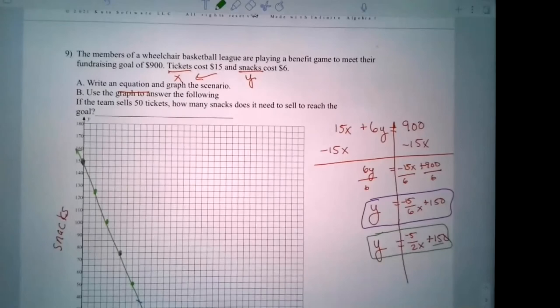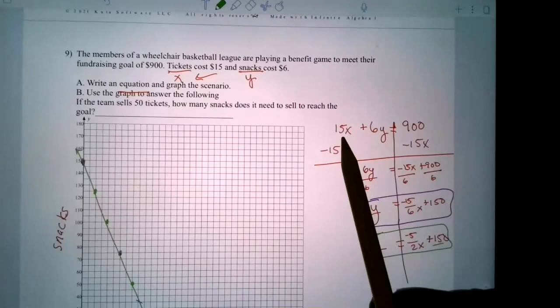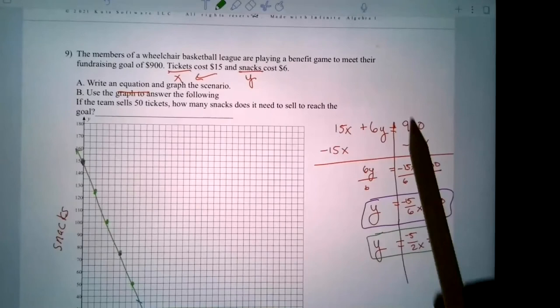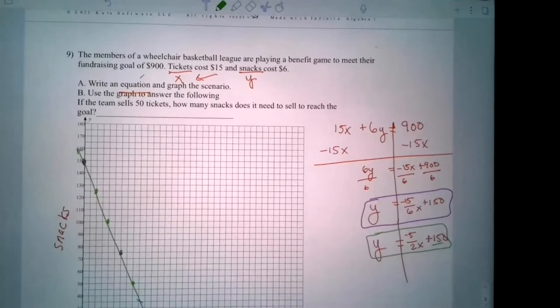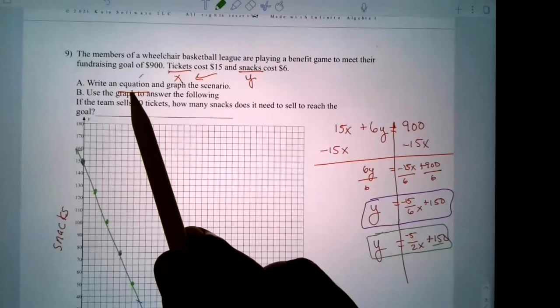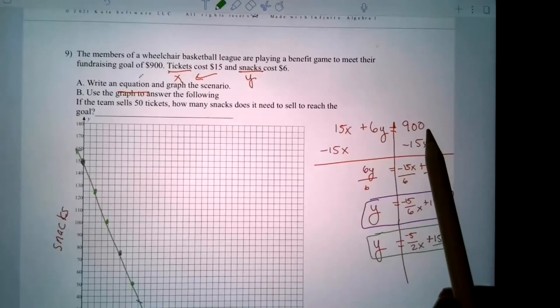Okay. And so my tickets cost $15, so 15X. I got this from there. My snacks cost $6. I got 6Y. That's where I got this from. And I wanted to make a total of $900. Right? So that was an equation. It tells us in the problem to write the equation. So our equation is 15X plus 6Y equals 900. So that was the original equation.